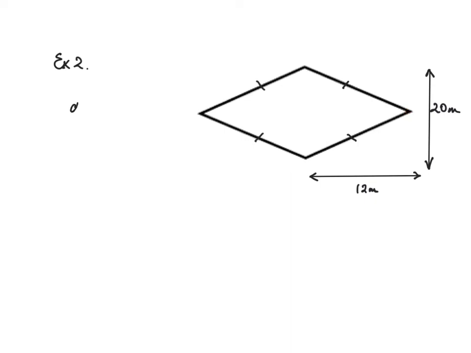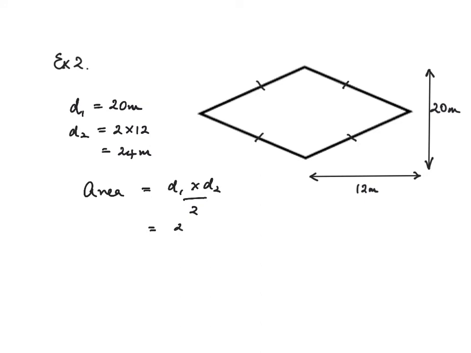So D1 is 20 meters. That's the smaller diagonal, and D2, the longer diagonal, is 2 times 12, and that's 24 meters. And the area is found by multiplying the diagonals together and then dividing by 2. So 20 times 24 divided by 2. How would we do that on our calculator or in our head? Well, what we could do is we could half the 20 to give us 10. 10 times 24 is 240 meters squared. Remember the units squared for area.